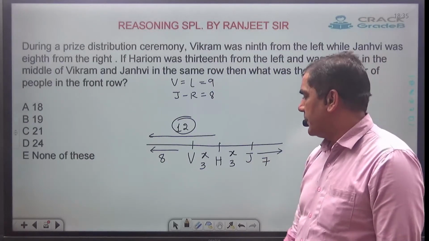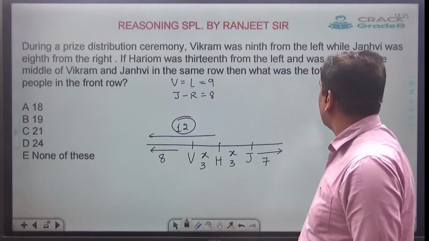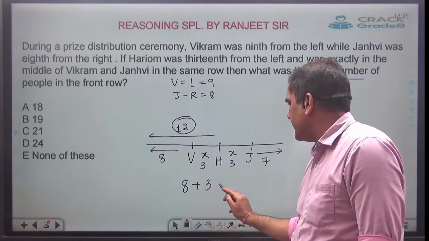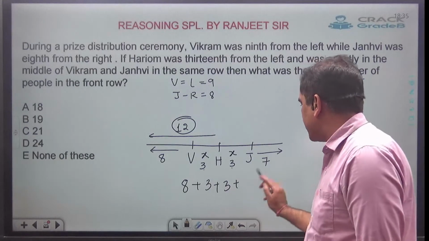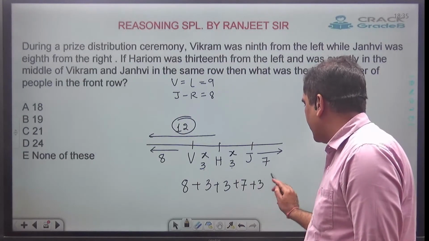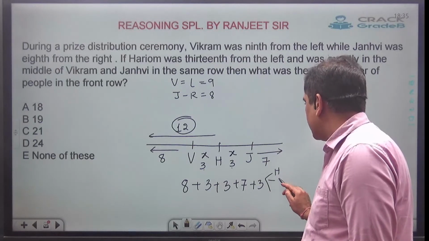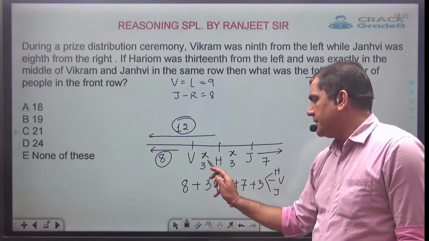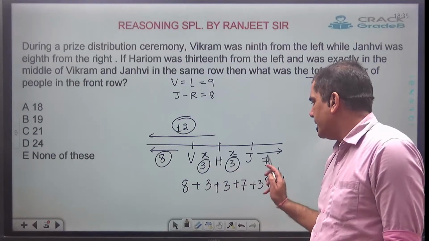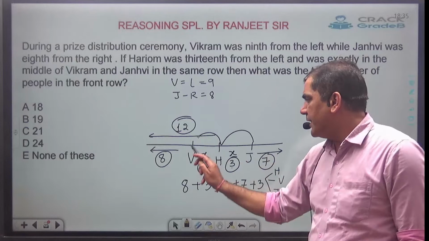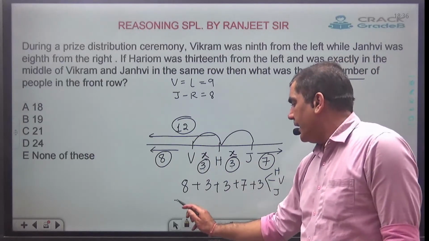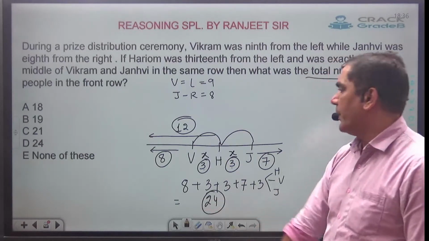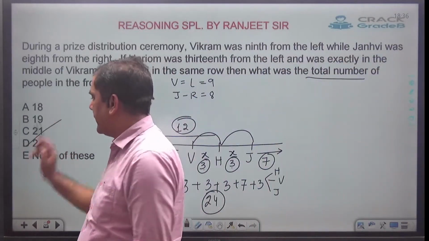Okay. Now let's calculate. They have asked for the total number. This is 8. This is 3. This is 3. This is 7. Plus 3 must be Hariom plus Vicky plus Janvi. 8 plus 3 plus 3 plus 7 plus these 3 also. So what comes out? 8 plus 3 is 11, 14, 21, 24. So the answer comes out to be 24. D.